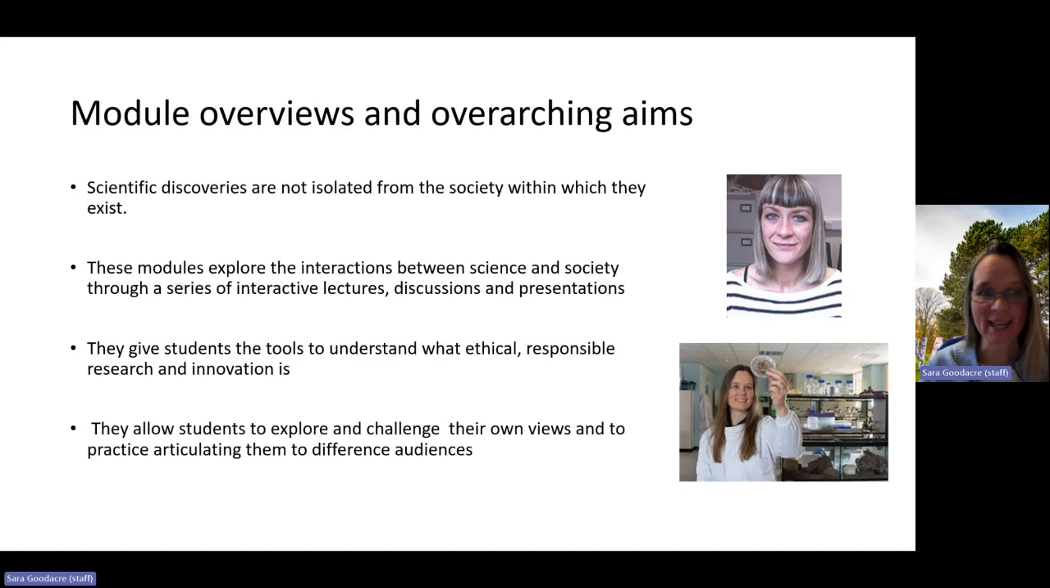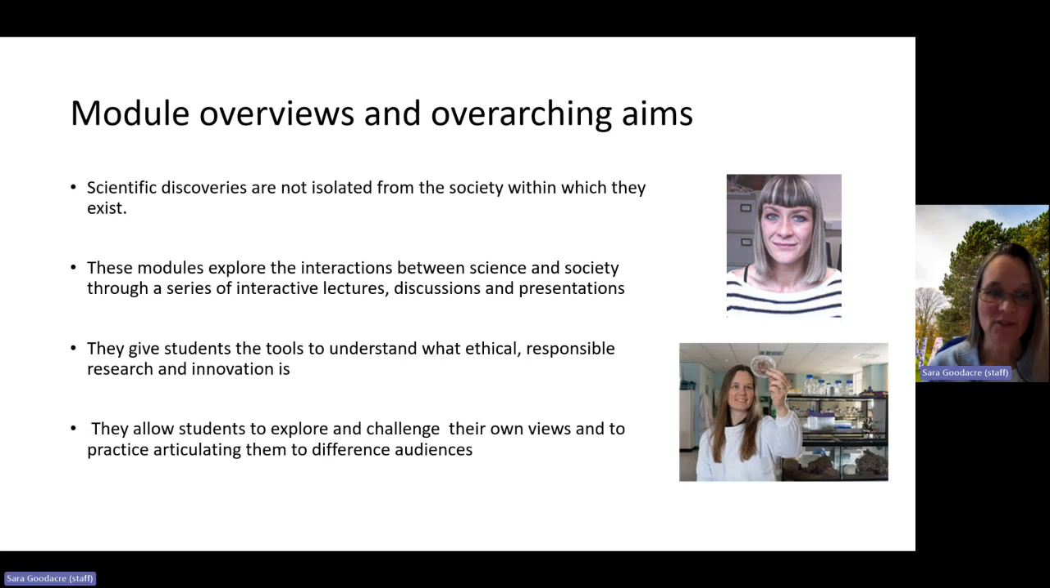So the overarching aims of these two modules, run by Sophie and myself, are really centred around the understanding that scientific discoveries are very much not isolated from the societies within which they exist. And we want to explore the interactions that exist between the science that is done, the scientists that do that science, and the society around it, through a series of interactive lectures, discussions, and presentations. One course really builds upon the other, so the fourth year course really builds upon that in year 3.